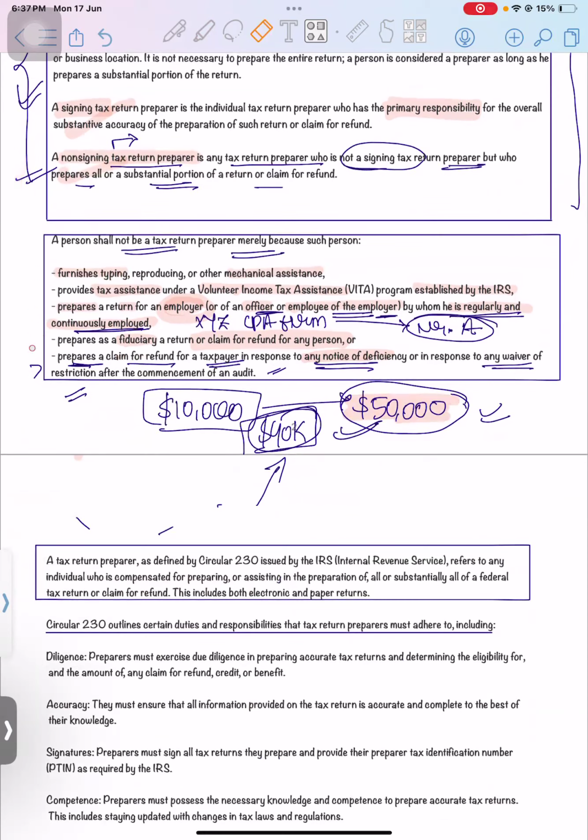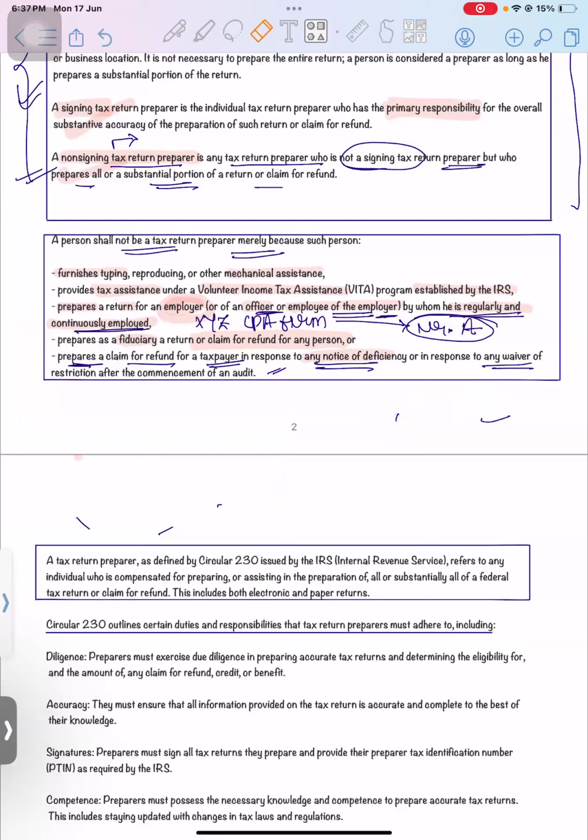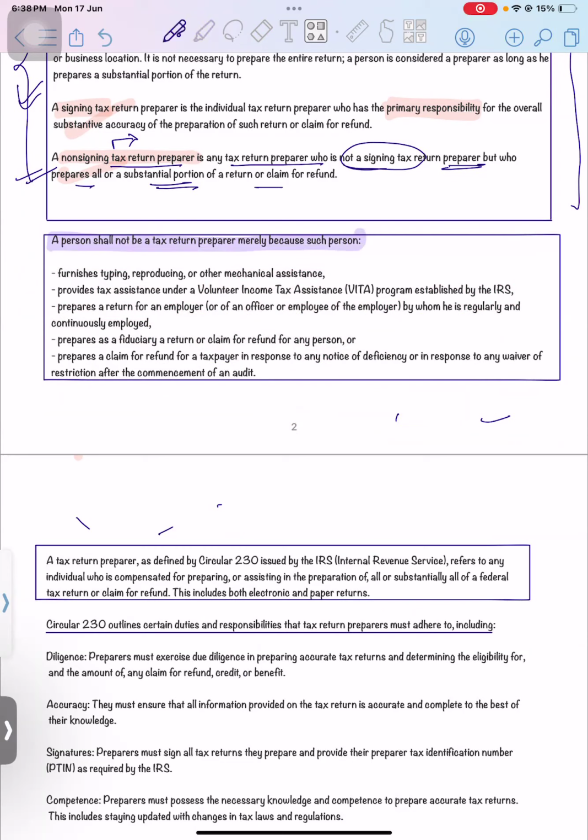Wherever it is important, I'll dictate in the class only. So please make sure to remember those important topics. At the end of the session, after completing all the Part 3 syllabus, we will have an important topics discussion in the class. But along with me, please mark all the important topics. A person shall not be a tax return preparer because of the following reasons. So the 5 exceptions should be remembered properly.